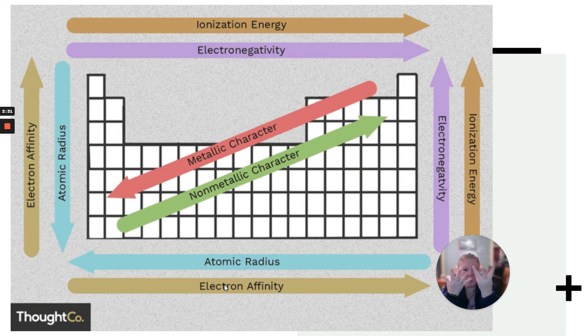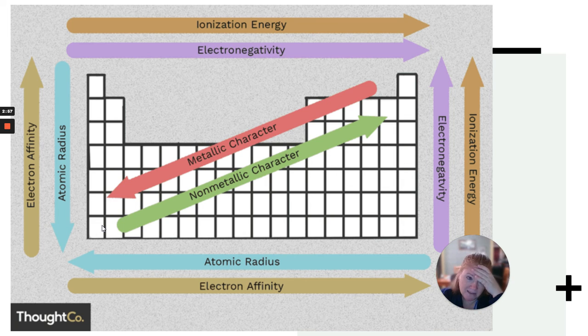Electron affinity, remember, follows the same pattern as electronegativity. Electronegativity was the ability to attract an electron. Electron affinity is the energy change that happens when an atom does in fact gain an electron, okay? And then we have metallic character. So down here, most metallic kind of element, least metallic. And then in terms of non-metallic, we have most non-metallic up here and least non-metallic down here.